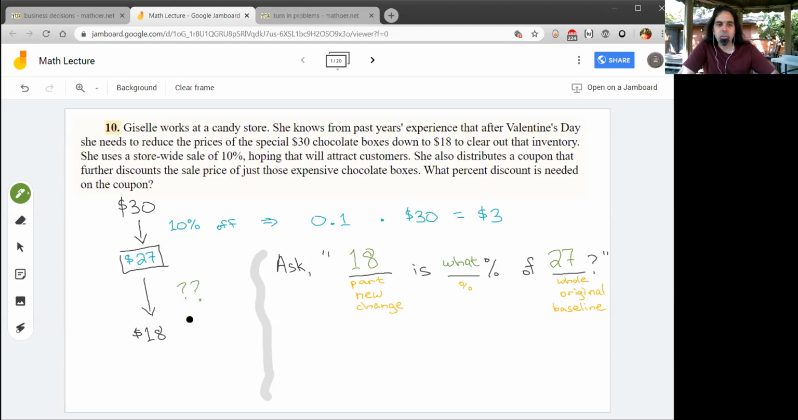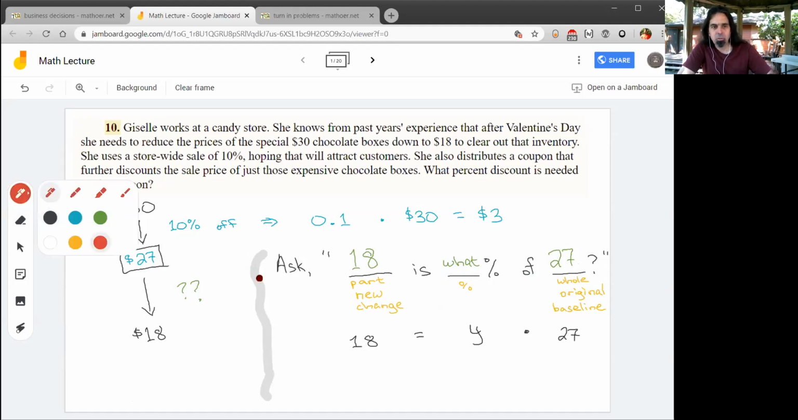The other thing we could do is subtract right away and say that this is a change of $9 and say $9 is what percent of 27. But let's go with this method first, since that's what we suggested. So we'll ask 18 is what percent of 27. We'll translate everything. 18 stays a number. Is becomes equals. What is y? Of becomes times.